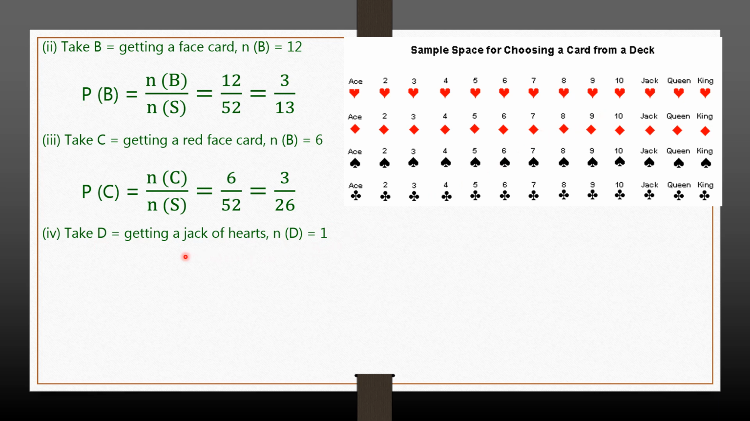Then you have to see both the conditions. It should be a jack and it should contain the sign of heart. All 4 jacks are there, but among those 4, only one jack is with the heart symbol. That's why n of D is equal to 1. By applying the probability of an event, P of D is n of D by n of S, that is 1 by 52.